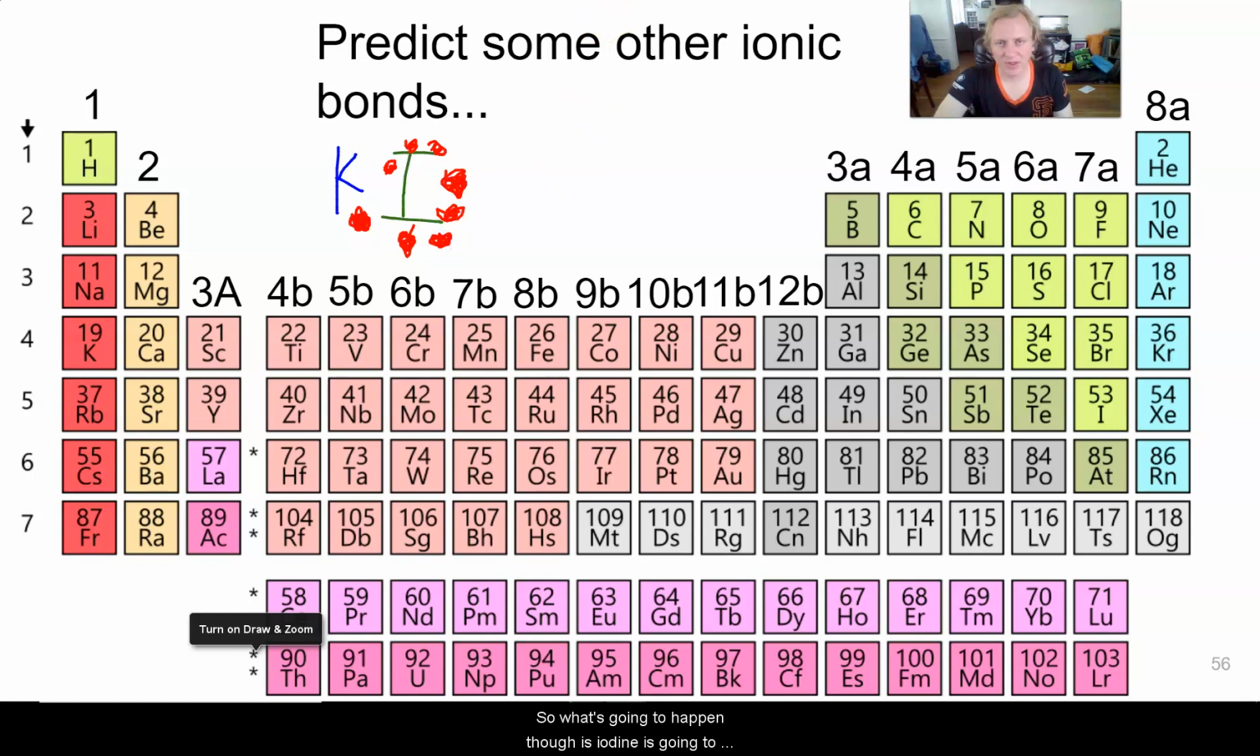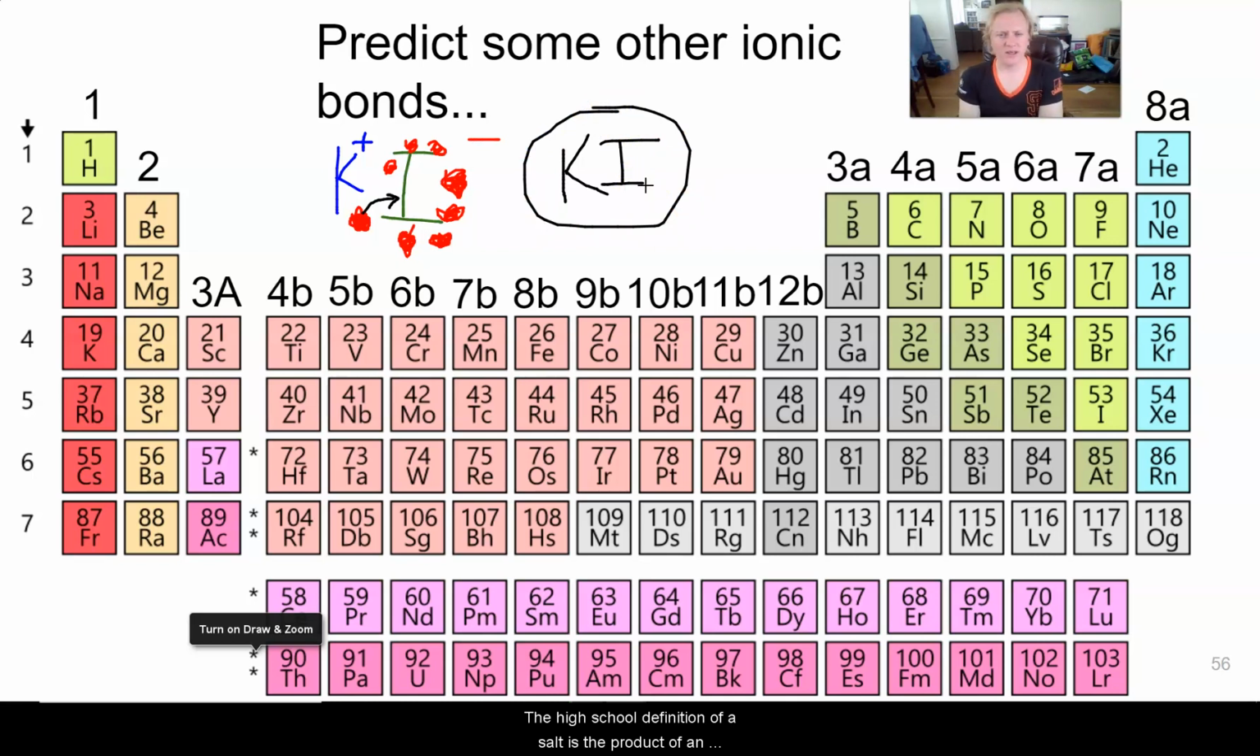What's going to happen is iodine is going to want to take this electron from potassium. Potassium's certainly going to want to get rid of it. But when iodine takes this electron away, it gains a negative charge, right? And potassium, since it lost its electron, gains a positive charge. And so what winds up happening is you have a neutral molecule, potassium iodide, KI. This is a salt.